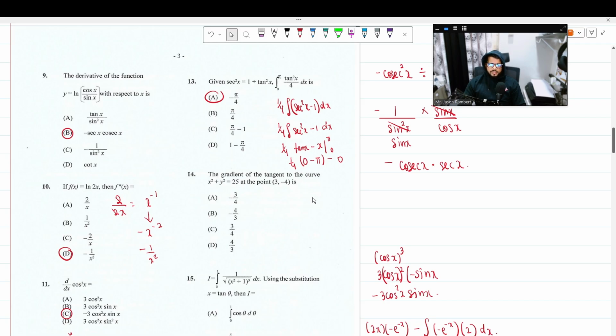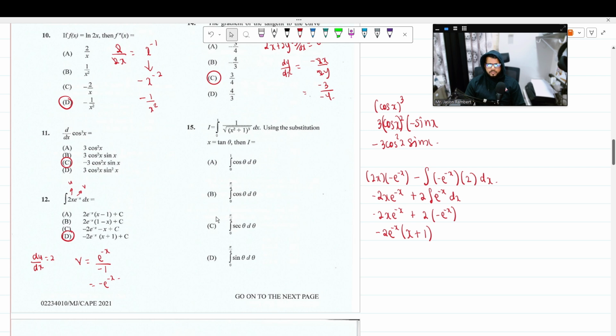The gradient of the tangent to the curve at the point, it's easier to do implicit differentiation. 2x plus 2y dy/dx is equal to 0. dy/dx is equal to minus 2x over 2y, which is minus x over y. So when x is 3, I'll get minus 3 over minus 4, and I'm going to get 3/4 to be my gradient.